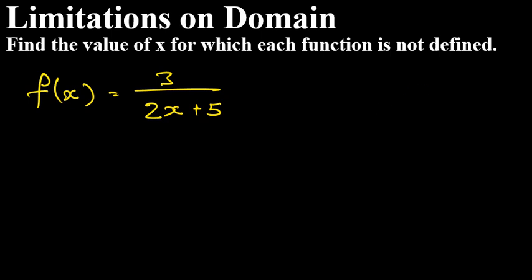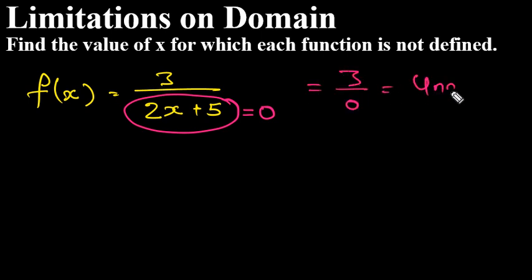Now at which value is this function not defined? My question is, find the value of x for which this function is not defined. So when you want to check where the function is not defined, you will check the denominator only, and you will keep this equal to 0, because when the denominator is 0, the function is undefined. Why? Because 3 divided by 0 will be undefined, right? That is the concept of undefined in this function.